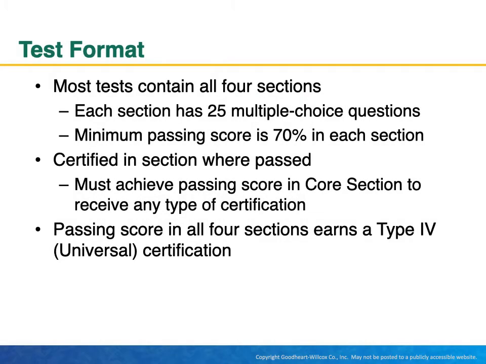Test format. Most tests contain all 4 sections. Each section has 25 multiple choice questions. Minimum passing score is 70% in each section. Certified in sections where passed. Must achieve passing score in core section to receive any type of certification. Passing score in all 4 sections earns a Type 4 universal certification.